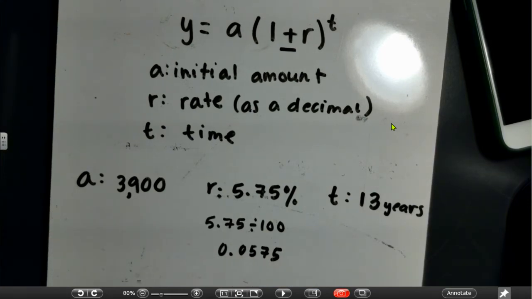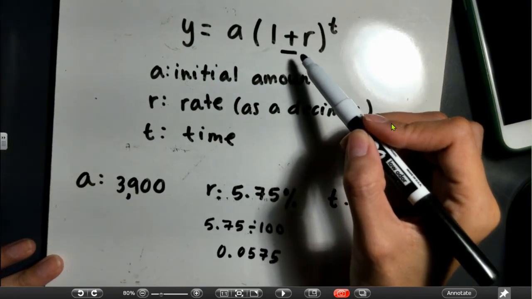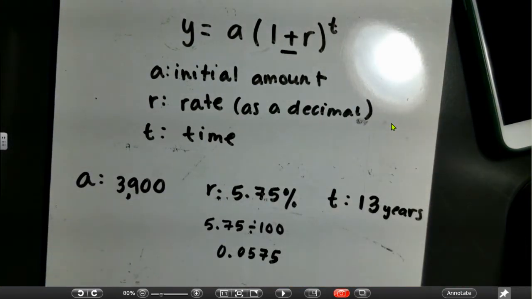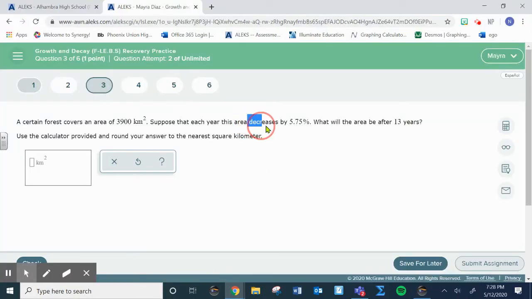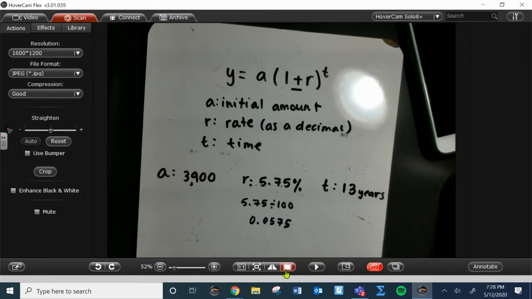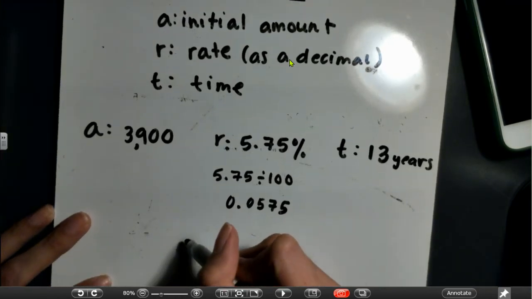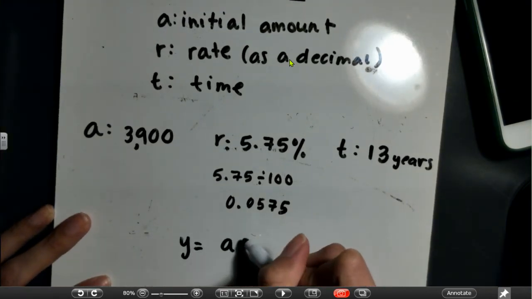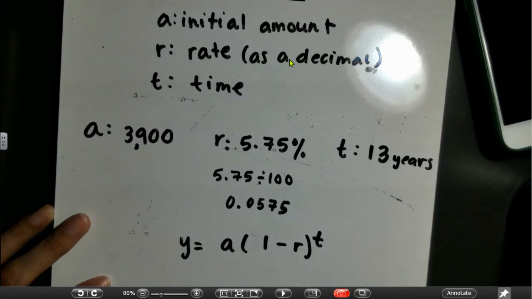All right, the next thing you have to decide is whether you're going to use a plus or a minus, and it's based on whatever wording is in the problem. So if I go back to my problem, it says decreases by 5.75%. So that means that I'm going to use a minus in my problem. So my formula is going to look like this. Minus r to the power of t. If it said increases, then I would put a plus sign.